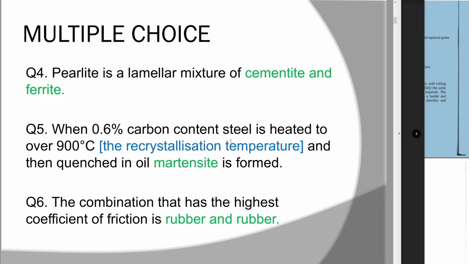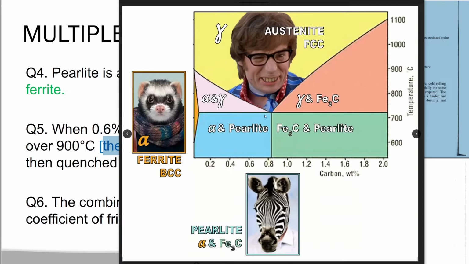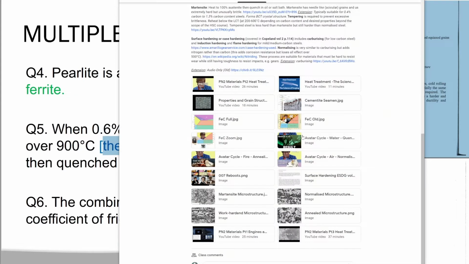Okay, so when 0.6% carbon steel is heated to over 900 degrees, so till red hot, or gamma steel or austenite, and then quenched in oil, martensite is formed. Okay, so if we heat up to this yellow zone, so we said 0.9 is heated up till 900 degrees, and then it's cooled rapidly, what will that be? Well, that will be this one here.